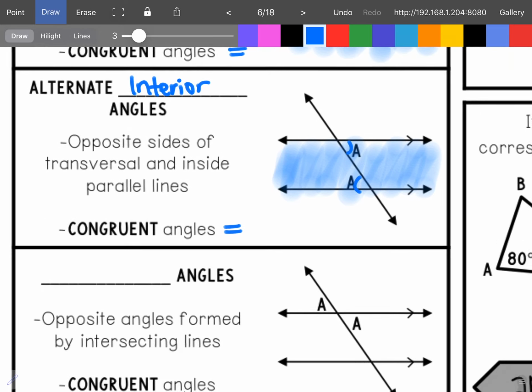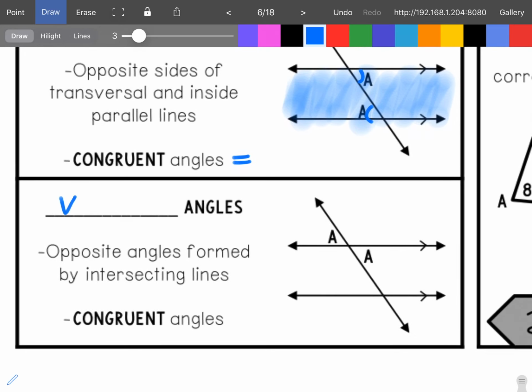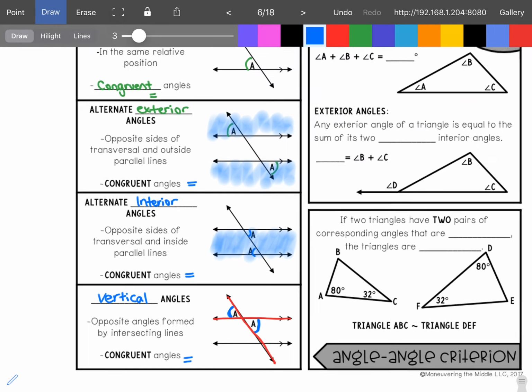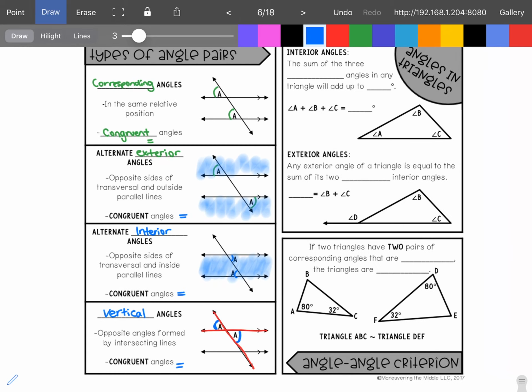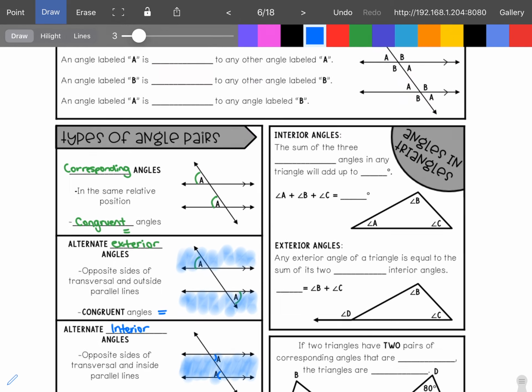All right, and then this last pair that we're looking at are called vertical angles. Like these 2 angles here, they're opposite angles, meaning they're across from each other, formed by intersecting lines. If you look at this line and this line, they intersect. When they intersect, they create those opposite angles there. So they're called vertical angles. And remember, vertical angles are congruent. Okay, that is some vocabulary you're going to just have to work on, on those types of angles.